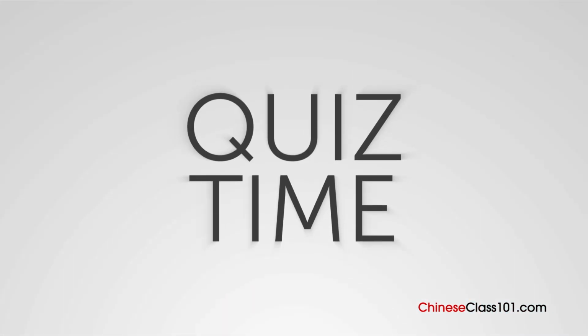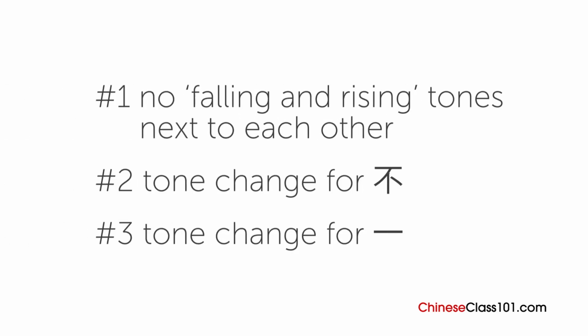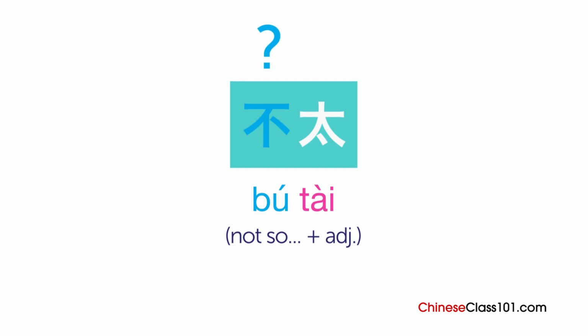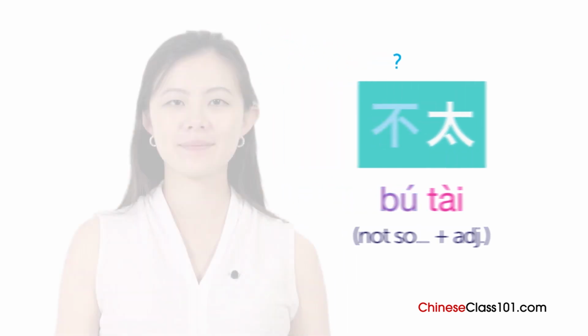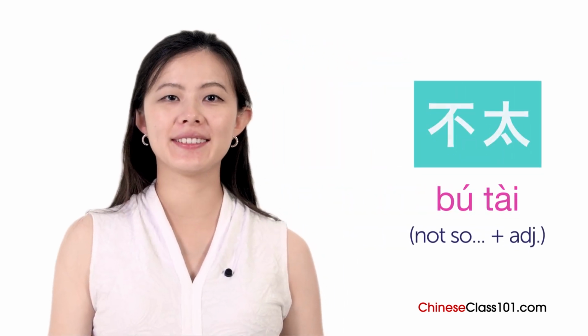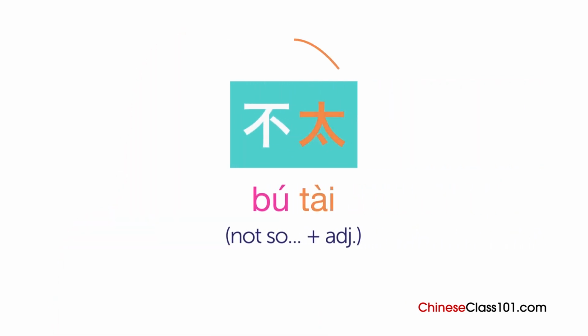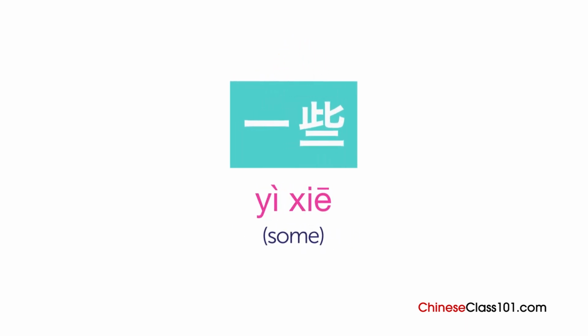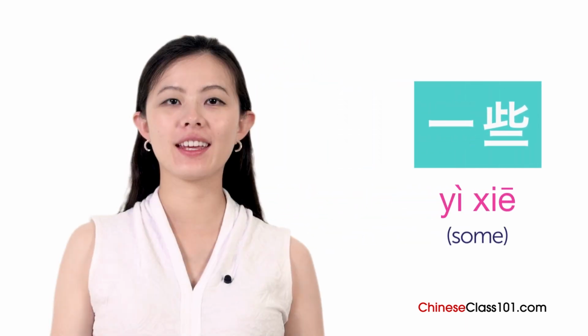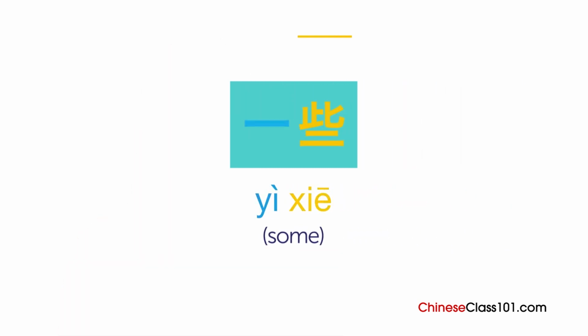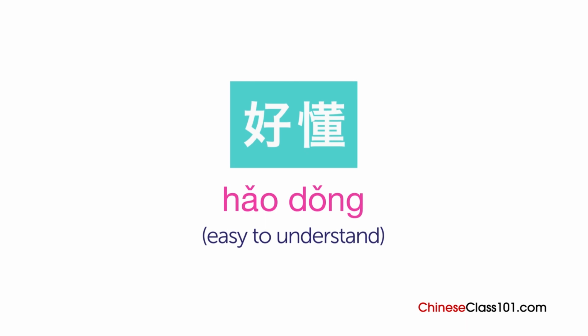It's quiz time! Let's see if you can apply these rules in the real world. How should you pronounce the first character? 不太, The next character is a falling tone, so this character is pronounced with a rising tone. What about this one? 一些, Since the next tone is a high tone, the first character is pronounced with a falling tone. If the next tone would have been a falling tone, then this character would have been pronounced as a rising tone. Okay, last one.